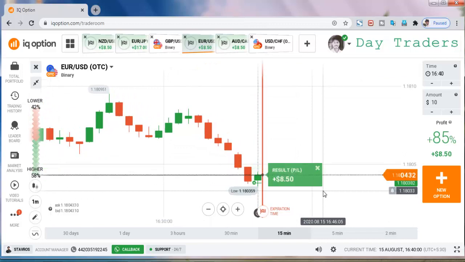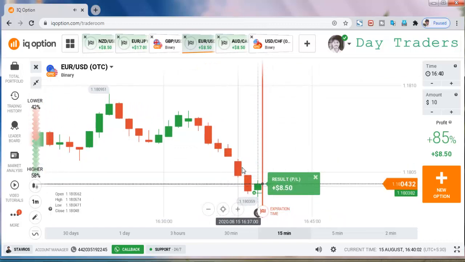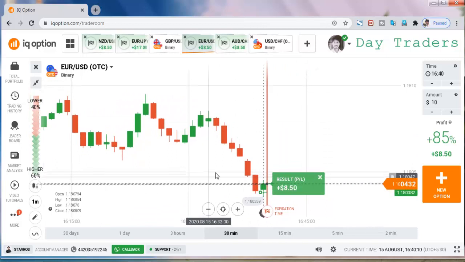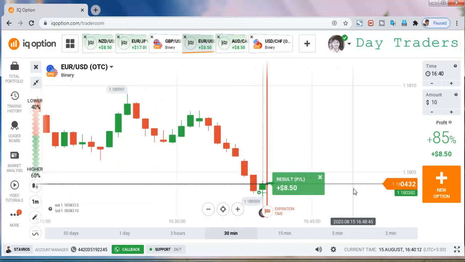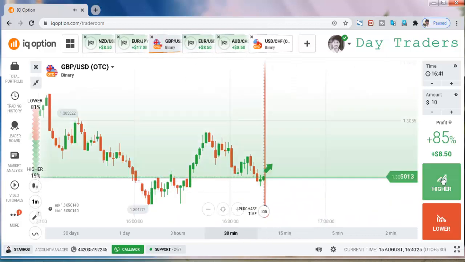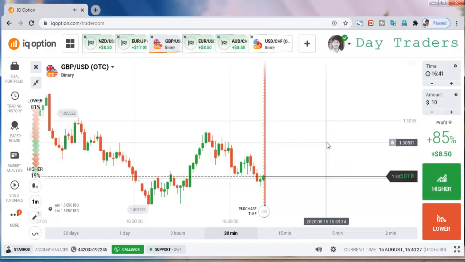Okay, I use only candlestick psychology. So I don't use technical levels, I mean support and resistance levels. Okay, sometimes you can expect only psychological thinking. Okay, so I will check the next pair. Okay, I will place a higher option.